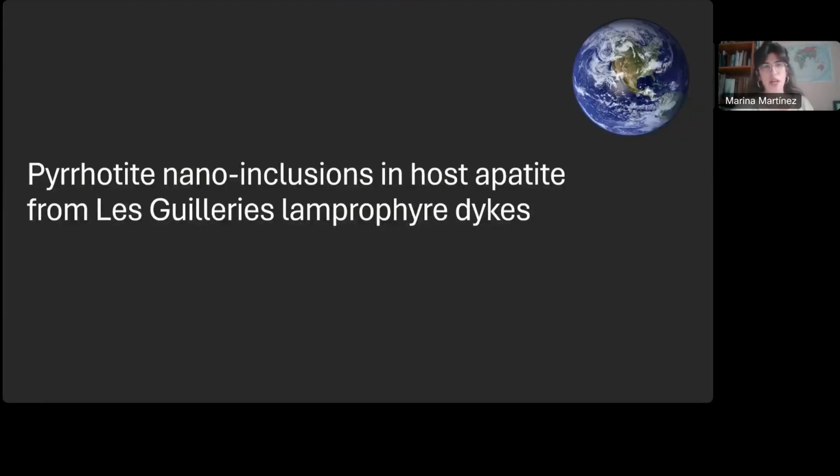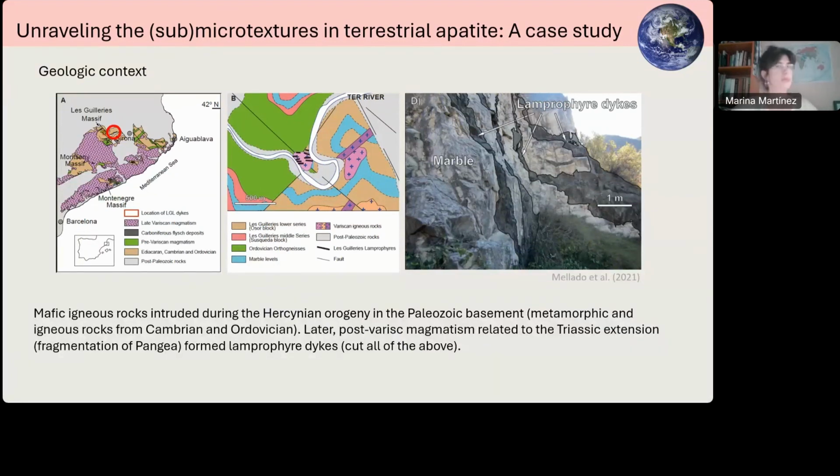And now we'll move to terrestrial apatite. This is my work done in Universitat Autònoma de Barcelona, where I am showing a case study for apatite in Les Guilleries. Les Guilleries is a region in Catalonia.